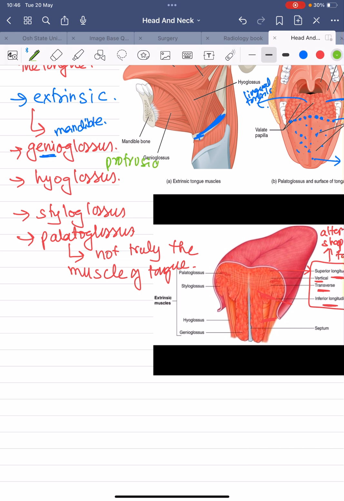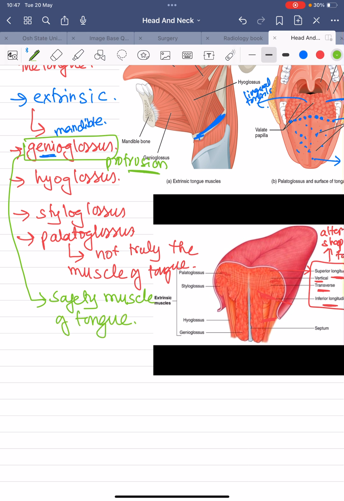When the tongue has to be stuck out, protrusion of the tongue, it is done by which muscle? Answer is the genioglossus muscle. And please remember one very important point about the genioglossus muscle. It is also known as the safety muscle of the tongue. This is your MCQ. It prevents the tongue from falling back and closing your airway. So this is the safety muscle of the tongue. It helps you in protrusion of the tongue. Okay, retraction of the tongue.